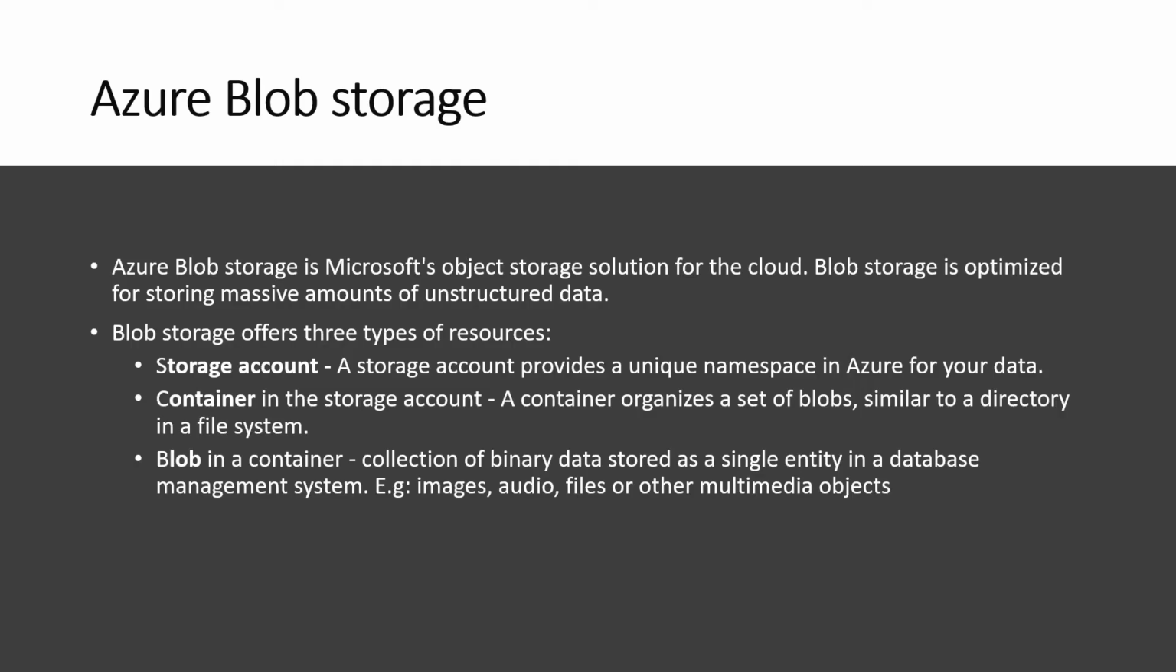Azure Blob Storage is Microsoft's storage solution in the cloud. Blob storage is heavily optimized to store large amounts of unstructured data. In Azure, every manageable item is a resource, for example a virtual machine or database. And in blob storage, you have three types of resources: storage account, container, and blob. Storage account is like a service account which provides a unique namespace for your data in Azure. Container is like a directory in a file system, used for organizing blobs. Blob is nothing but a single entity, for example an image, audio, files, or other multimedia objects.